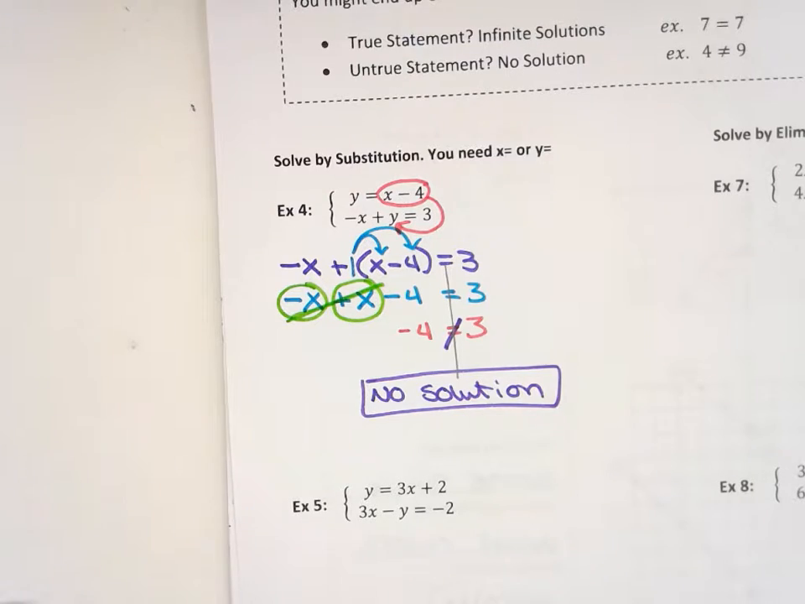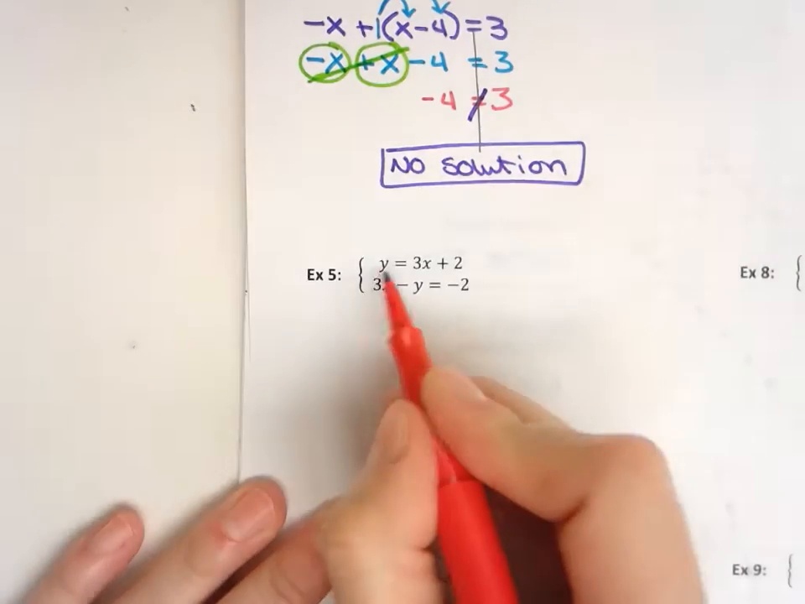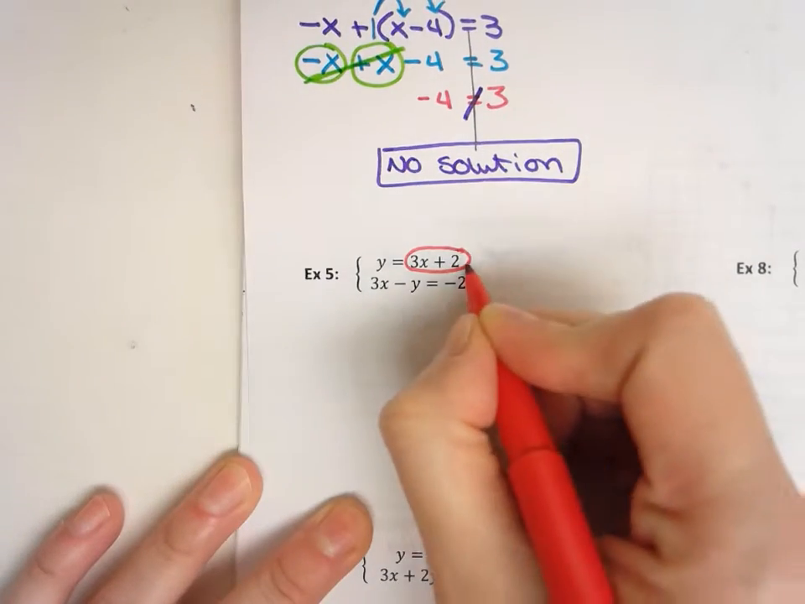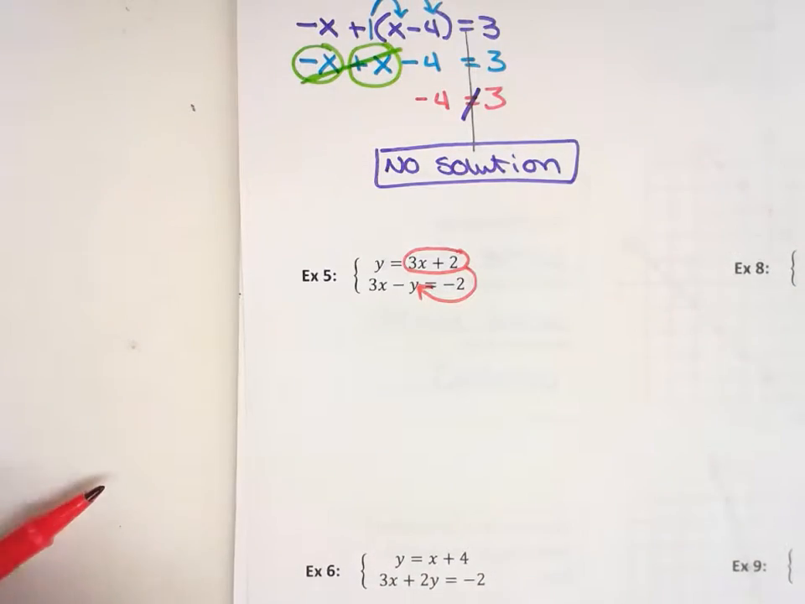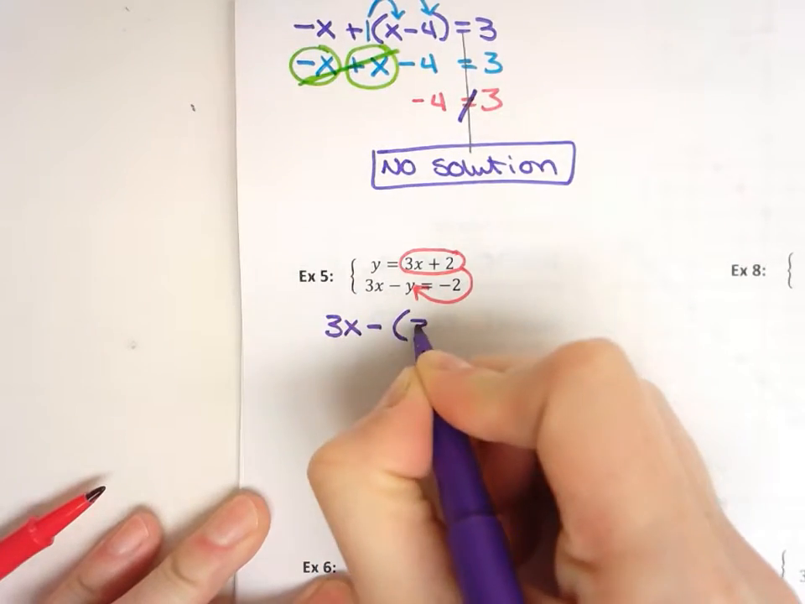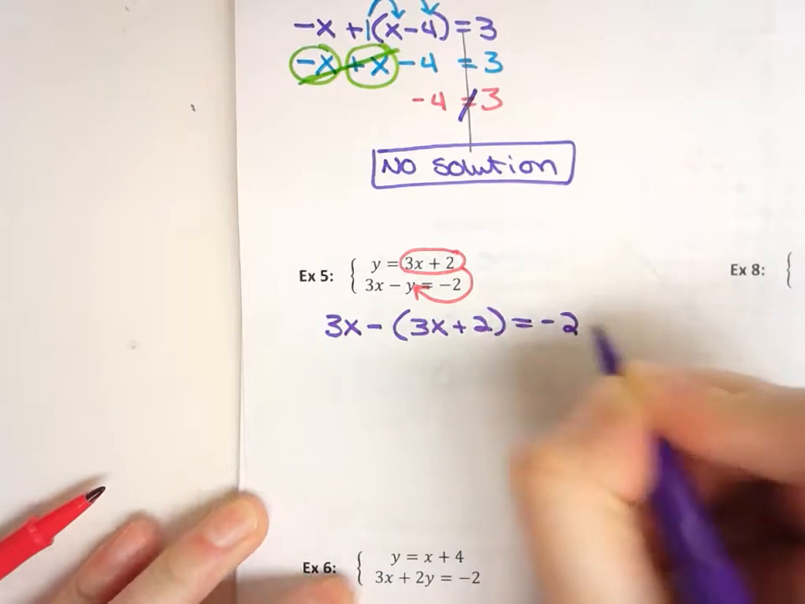Let's look at the next one, example number 5. Okay. So I've got y equals 3x plus 2. I'm going to take all that stuff and plug it in place of y in the other equation. So that's 3x minus the 3x plus 2 inside the parentheses equals negative 2.